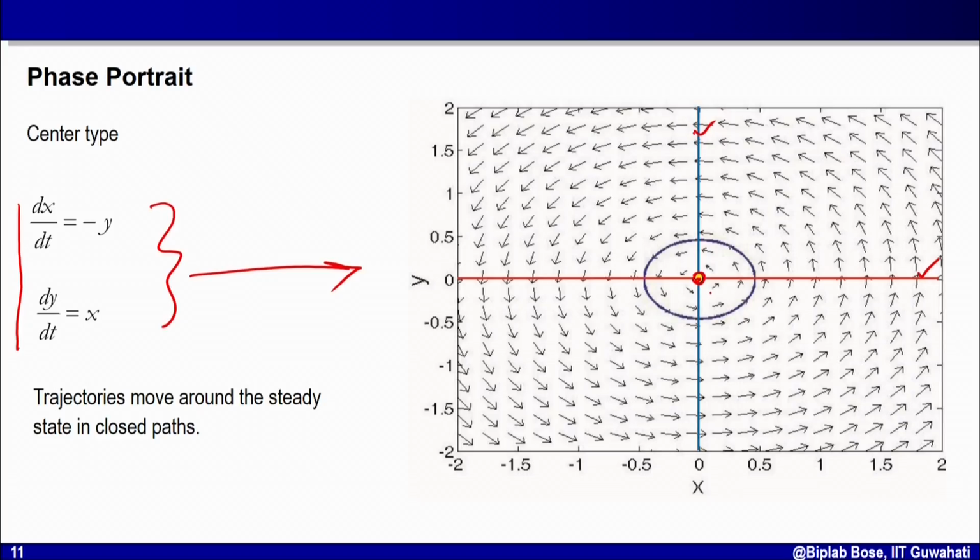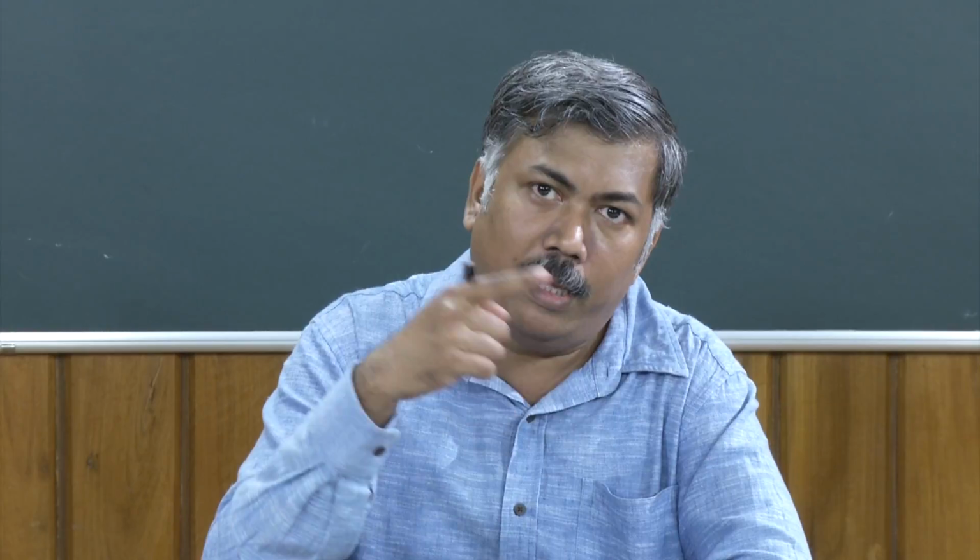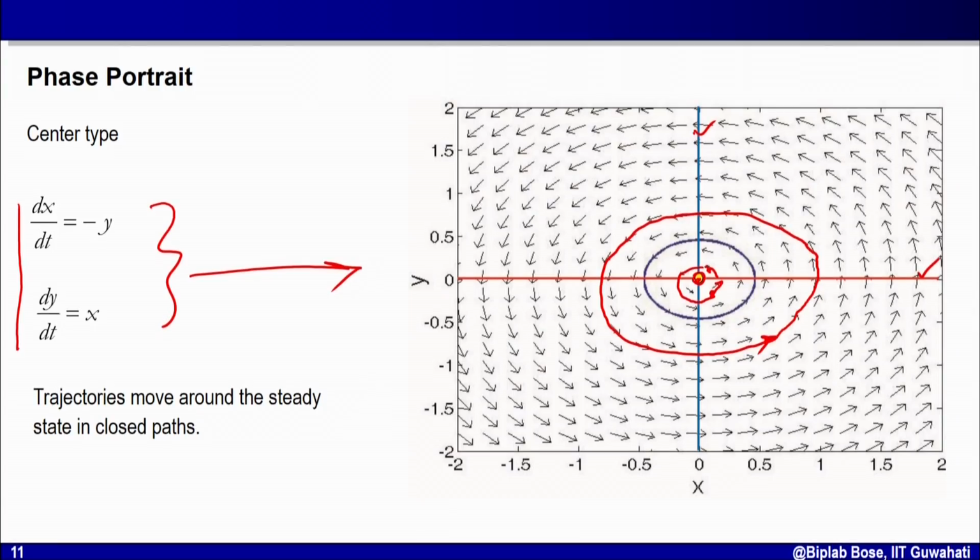But if I slightly disturb the system, then there is a closed path through which the x and y values will keep on changing. That's true from here also. If I start from here, I will follow this path, and I will keep on moving like this. So I will have a closed path. Here this closed path looks like an ellipse. It may have a different shape also, but I have a closed path. So in this case, the steady state is obviously unstable. If you move away from it, you don't have any stability.